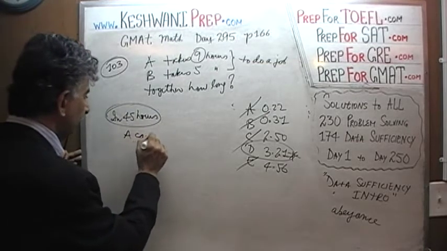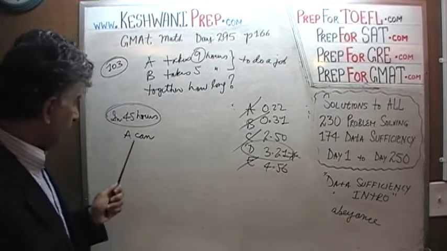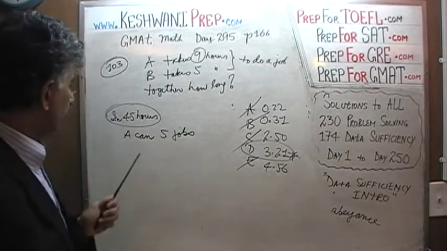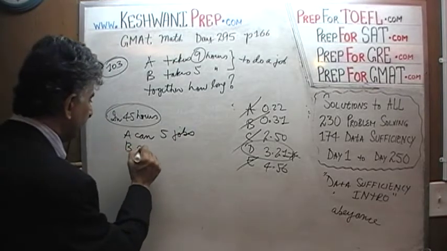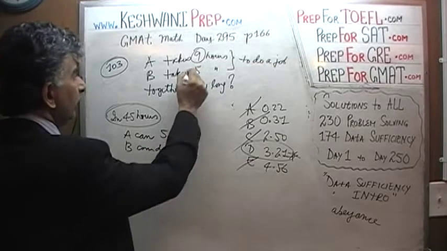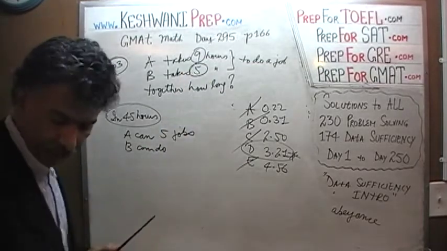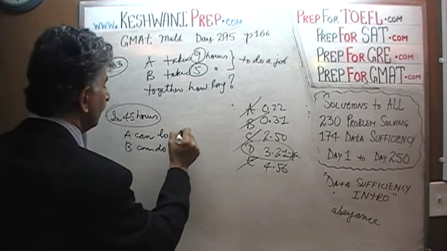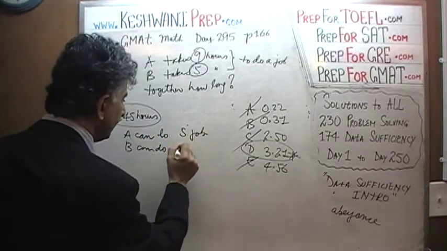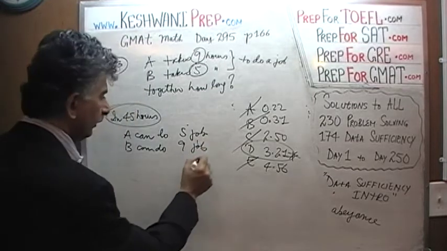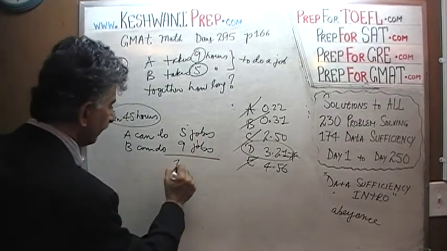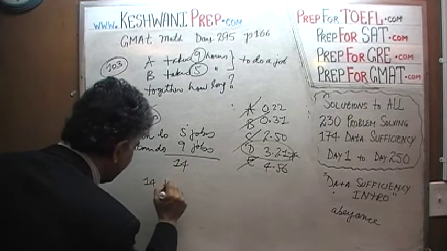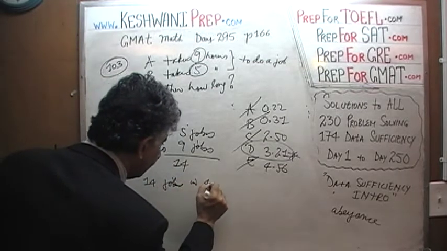In 45 hours, A can do, well, it takes 9 hours to do a job, so in 45 hours A can do 5 jobs. Think of these as jobs. In 45 hours, B, who takes 5 hours, should be able to do 9 jobs. A can do 5 jobs, and B can do 9 jobs. In other words, they can do 14 jobs in 45 hours.